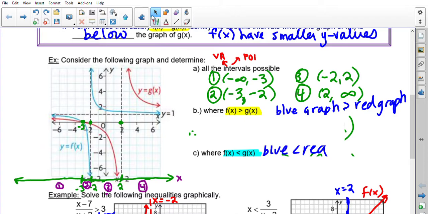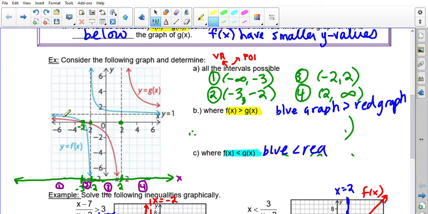All right, so next up, and this is where a highlighter might help. So if I wanted to answer where is f of x greater than g of x, that means I want to know, in my graph here, f of x is blue, when does the blue graph lie above the red graph? So with your highlighter, I want you to highlight where you see that. So where is blue above red?